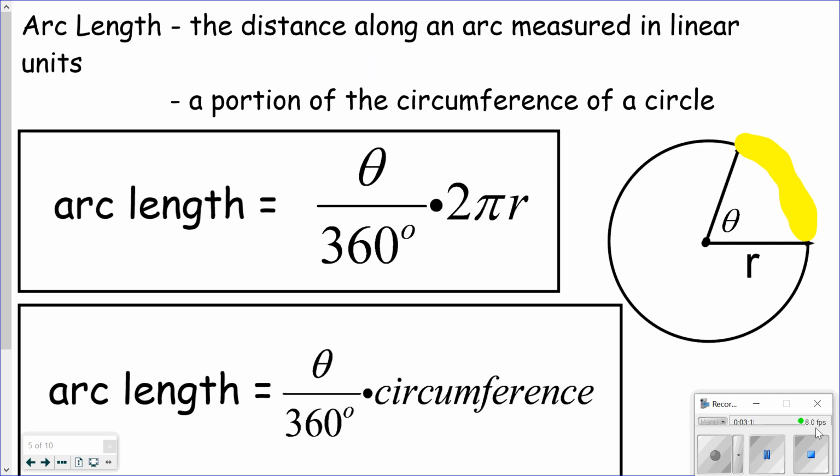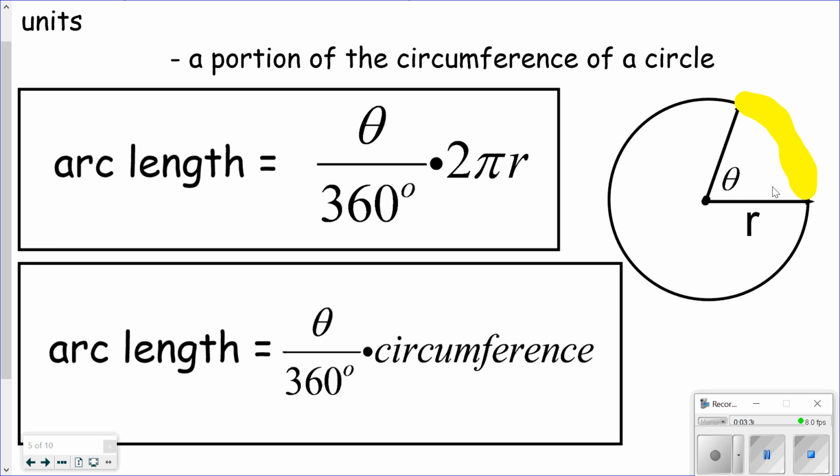Next, we're going to talk about arc length. And arc length is the distance along an arc measured in linear units. So this highlighted in yellow, that would be the arc length and the portion of the circumference of the circle. So once again, we're going to have two equations for arc length. The first one is equal to theta, which is your angle measure, divided by 360 times 2 pi r.